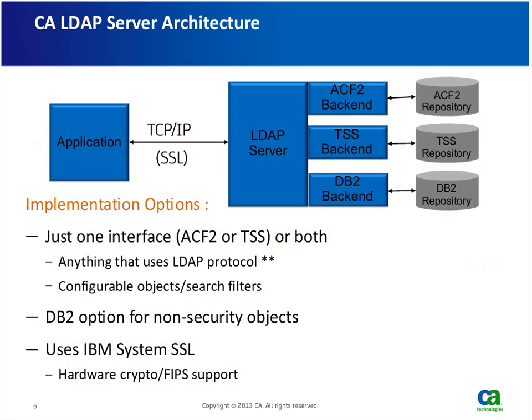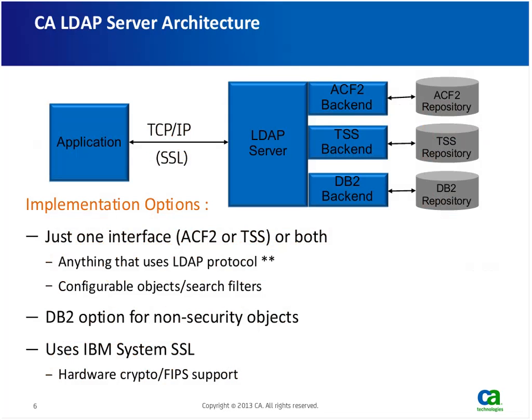Next. So the LDAP server itself runs on the mainframe in Unix System Services and is accessed via TCP/IP by your application. That TCP/IP access can be secured with SSL, and LDAP behind it has what we refer to as backends. These are the interfaces that take the LDAP request that the server receives, turn it into native commands, and interoperate with ACF2, Top Secret, or DB2, for example.